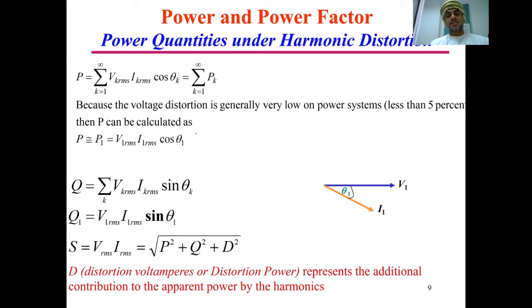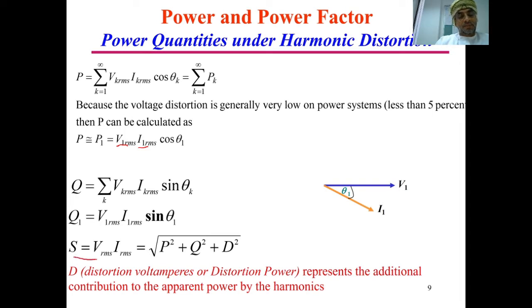Because the voltage distortion is generally low, less than 5%, we can make an approximation in which the average power depends on the fundamental component. Same thing with the reactive power. So this is the general formula. Then again, because the voltage distortion is normally small, it can be calculated from the fundamental component of the voltage and the current, sine the angle.